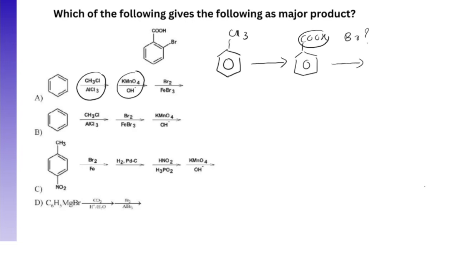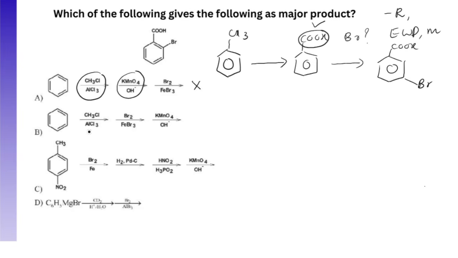That depends on the group present on the benzene. So COOH is a minus R electron withdrawing group. Hence, it is a meta-directing group. So it will orient the bromine towards meta position. Hence, you are going to get meta-bromobenzoic acid, not the ortho. So we are getting isomer, which means this is not the correct method.